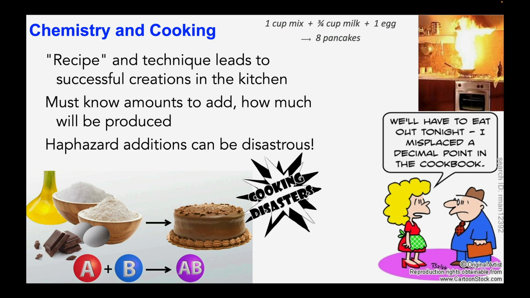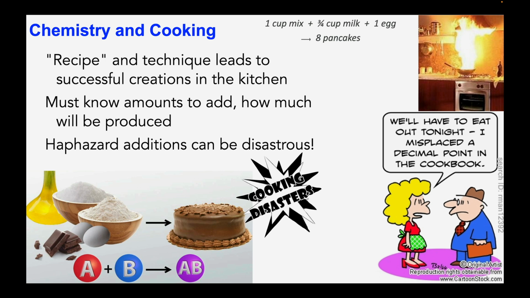In the lower left-hand corner, there's like another recipe of sorts where you have flour and sugar and oil and chocolate and eggs, and somehow that makes a cake. Fantastic. You can cook just about anything if you put your heart to it. And in chemistry, you can make just about anything too, as long as you follow the instructions. So you do need to know how much to add.